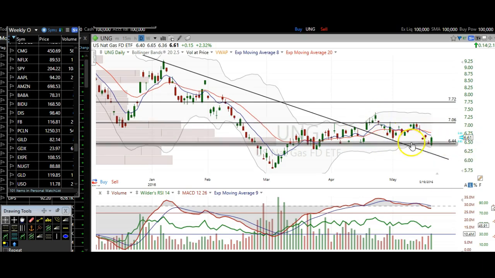As long as this 644 level holds, then I think we're going to be heading higher. 644 is going to be the make or break for me. And that main resistance is going to be right around 705.